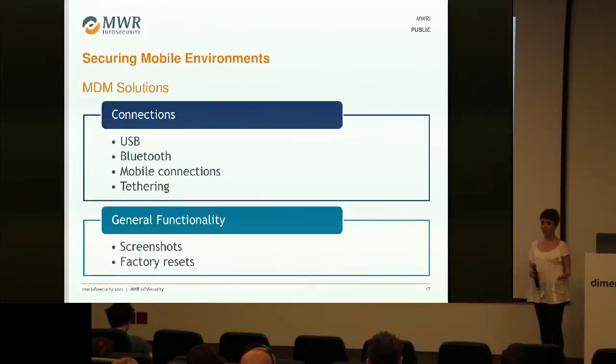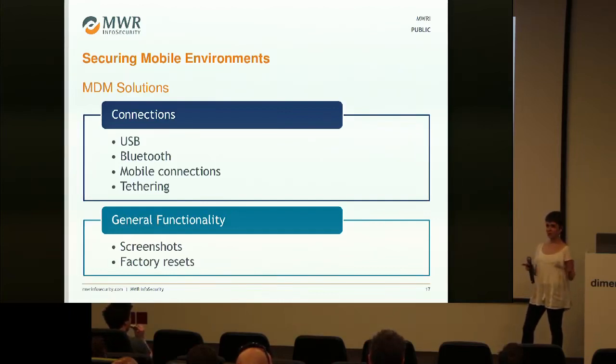Then you can look at the connections a device is allowed, so can people plug in and transfer files over USB? Are they allowed to tether and use their phone as a hotspot? What are the restrictions on their mobile connections? I know BlackBerry 10 allows you to include PGP keys on your phone, so you could specify things relating to PGP. So all of that you can configure, you can lock it down to whatever you need to do work.